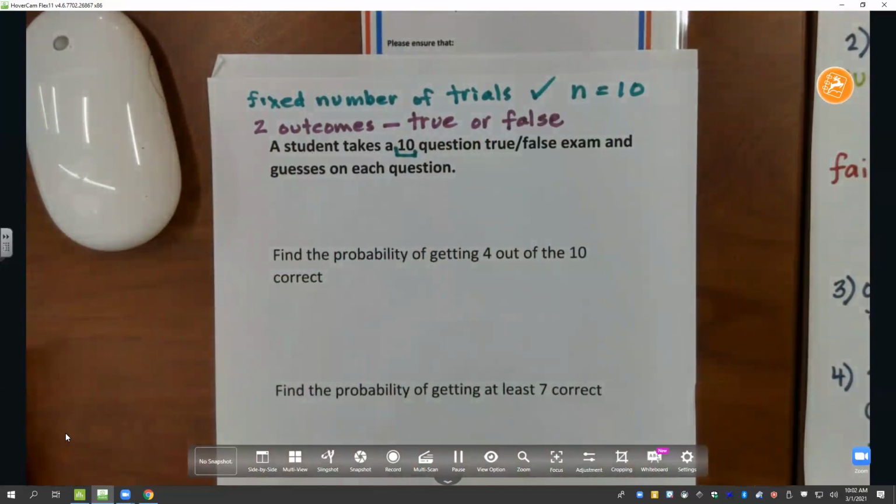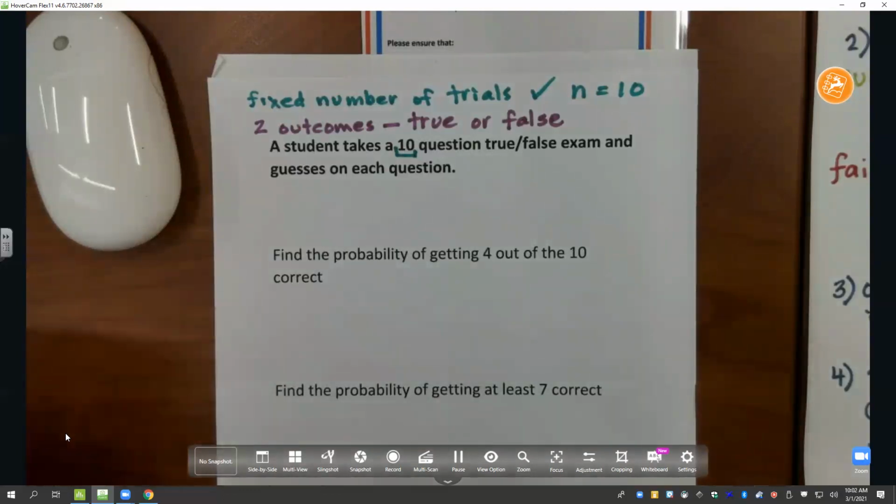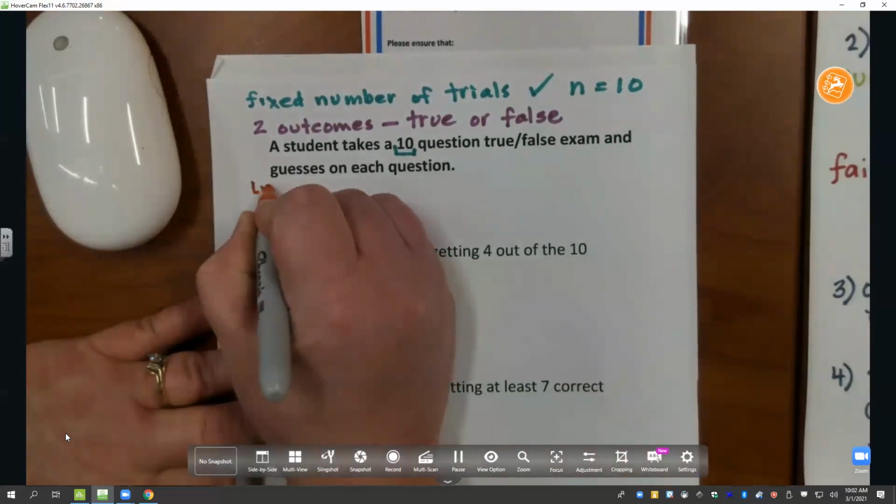Okay, if you're guessing on each question, does the answer you put for question 1 affect your answer on question 2? Is it going to affect question 3? No, and so forth. So the trials are independent, because what you answer on one doesn't affect the other. So it is independent.